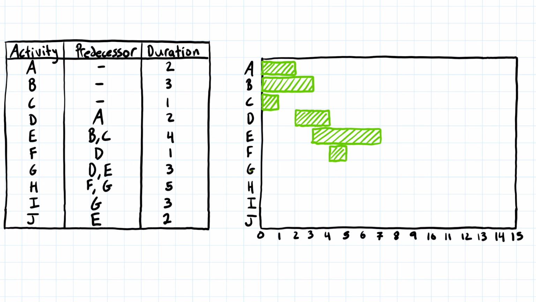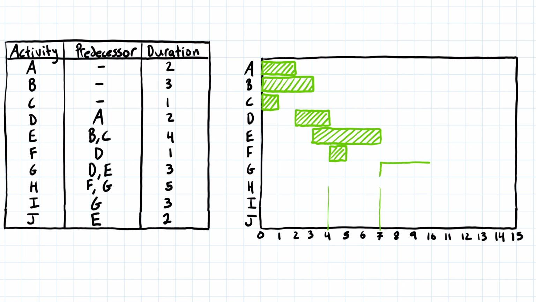Then moving on to activity G, it can start after D and E are both finished and it's 3 days long. So again, we're going to find out where does D finish? Well, that's going to be down here at the end of the fourth day. And E finishes here down at the end of the seventh day. We can't start until both of those are finished. So we're going to draw activity G on here, starting at the point where E finished, and it's going to be 3 days.